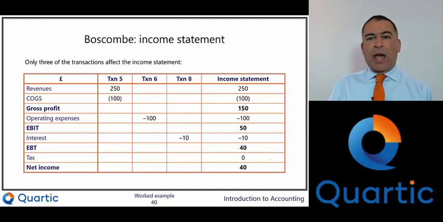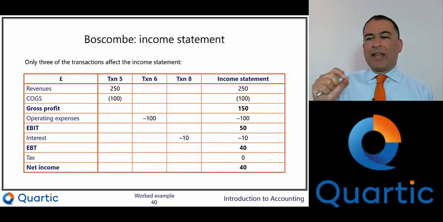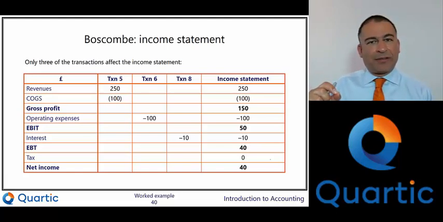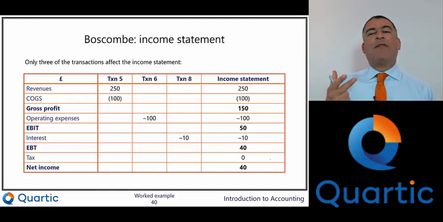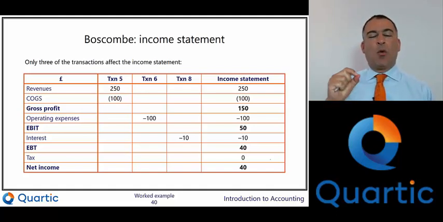If you like, it's only when you're doing a transaction that involves retained earnings that anything on the income statement is happening. Now, that's not entirely true. For example, let's say you sell something at 0 profit. That's not going to affect retained earnings, but it does affect the income statement. But for the most part, these are the 3 transactions where the retained earnings were affected. And you can see that this makes up our income statement.